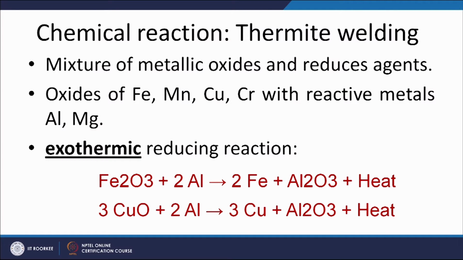So, when they interact, they produce a lot of heat and that facilitates the melting of the mixture, and that molten metal is then fed between the faying surfaces for developing the joint between the members being joined.